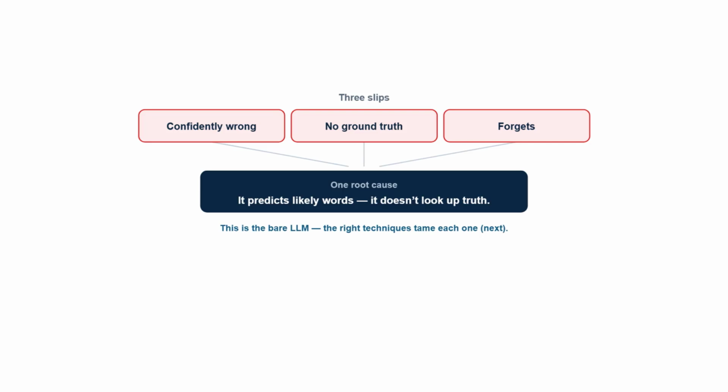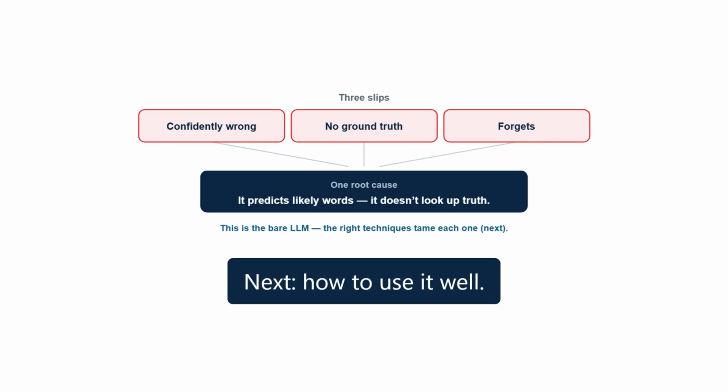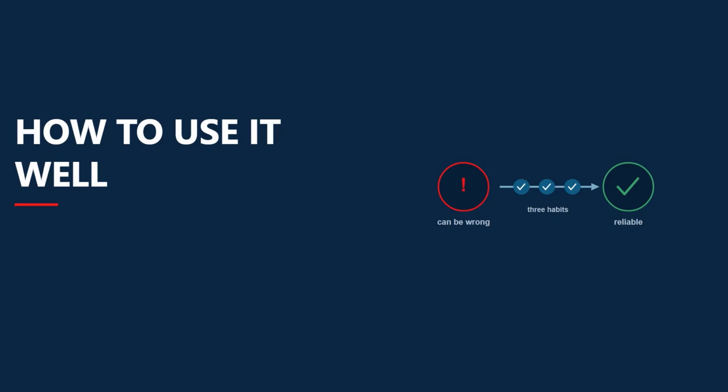It is not a dead end. Give it the right context, ground it in your real data, and keep a person in the loop. And both the accuracy and the memory get far better. Every one of these slips is predictable, and each one has a technique that tames it. So the real question is what you do about it. Anything predictable, you can design around.